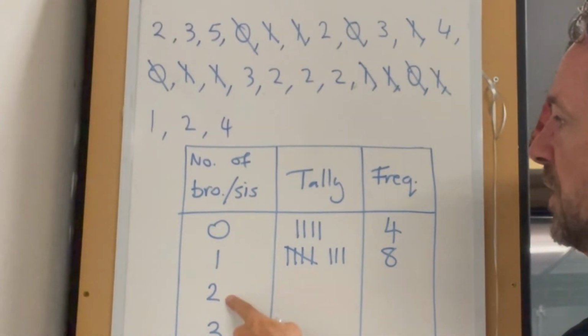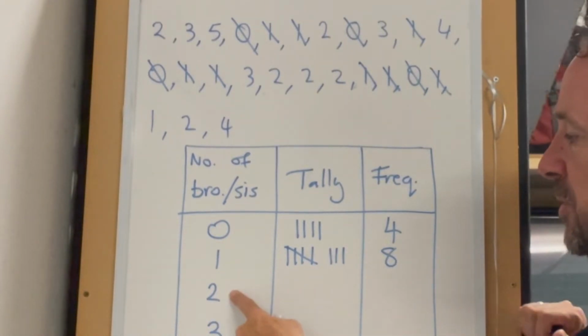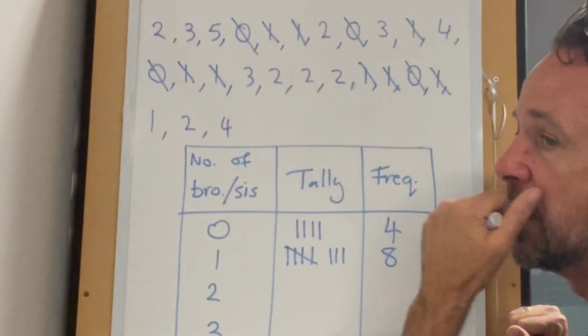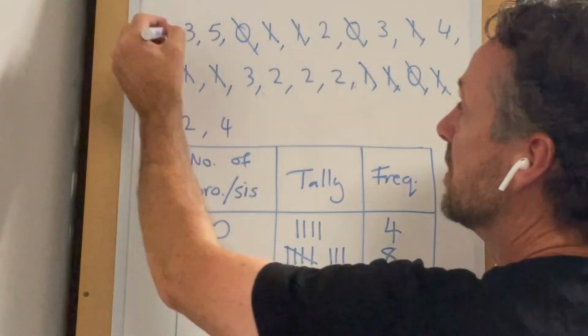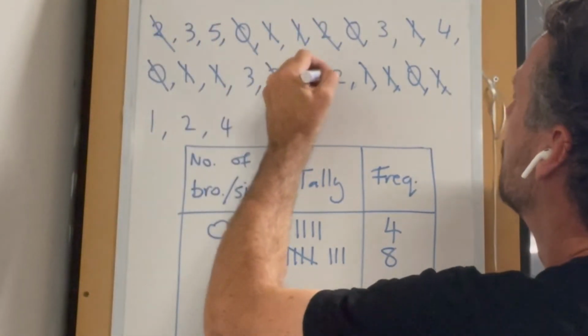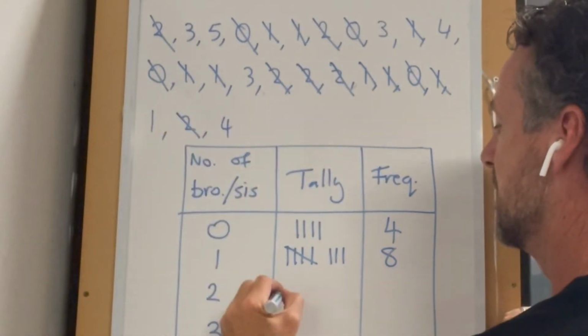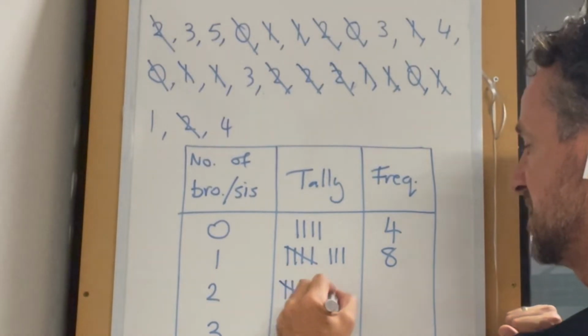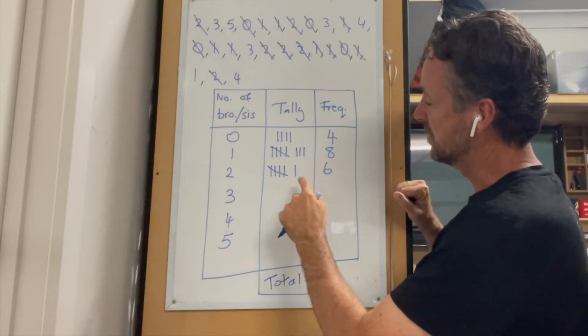Here we're looking for all of the people who gave 2 siblings as their answer. So we're going through our line up here, and as you'll notice, as I cross these off, 1, 2, 3, 4, 5, 6. So it goes 1, 2, 3, 4, 5, 6. We do our 5 like this.